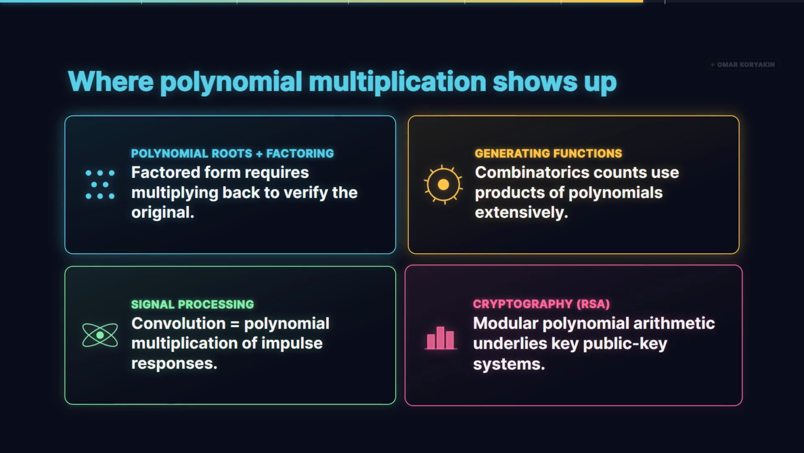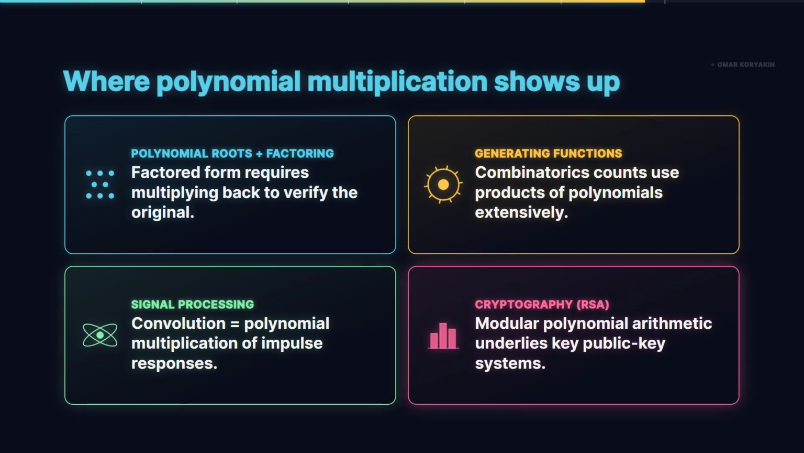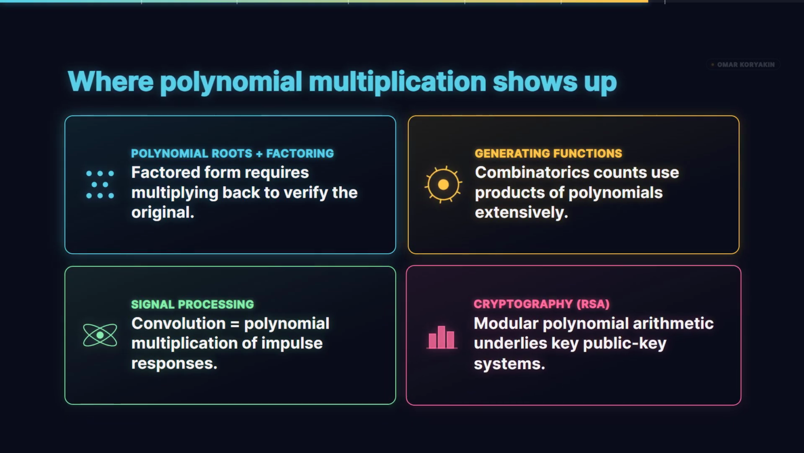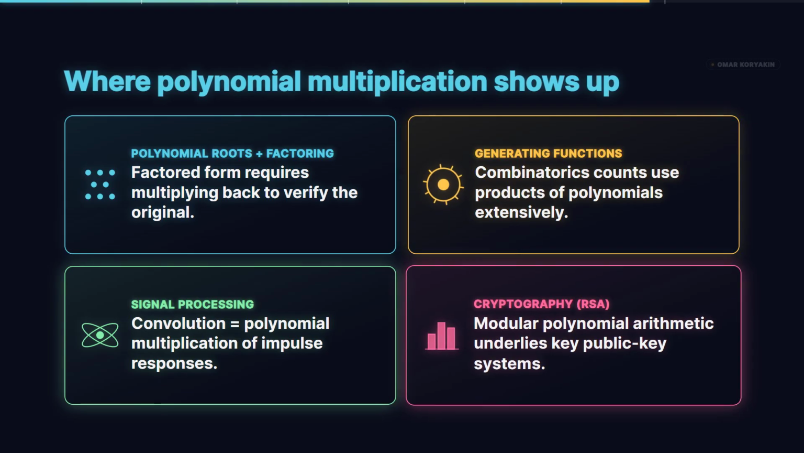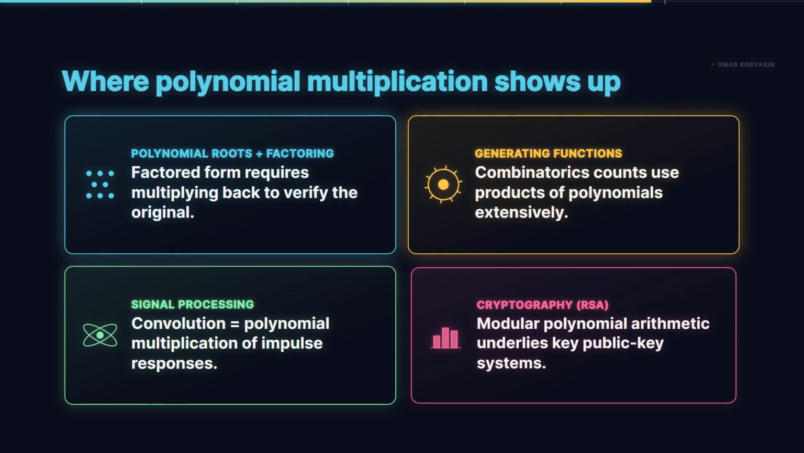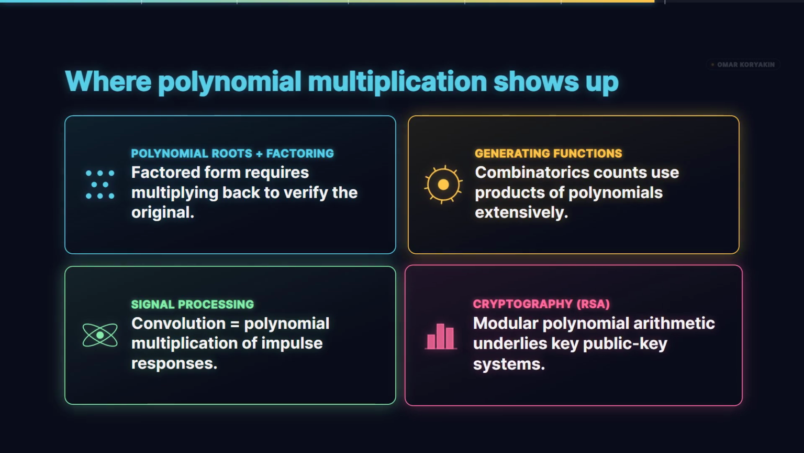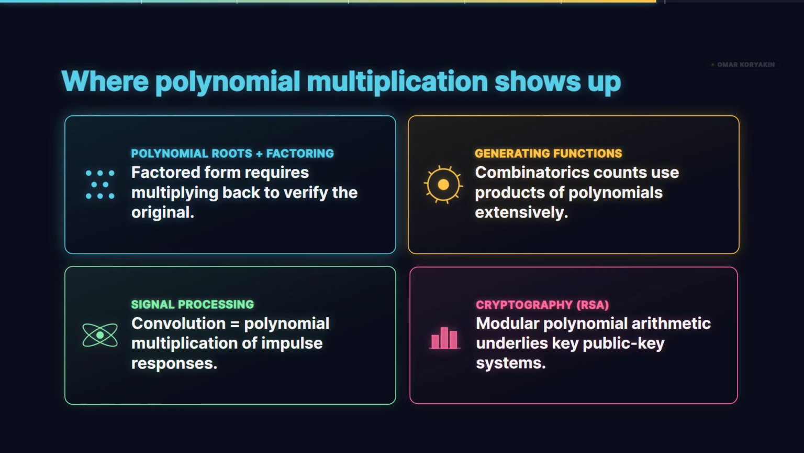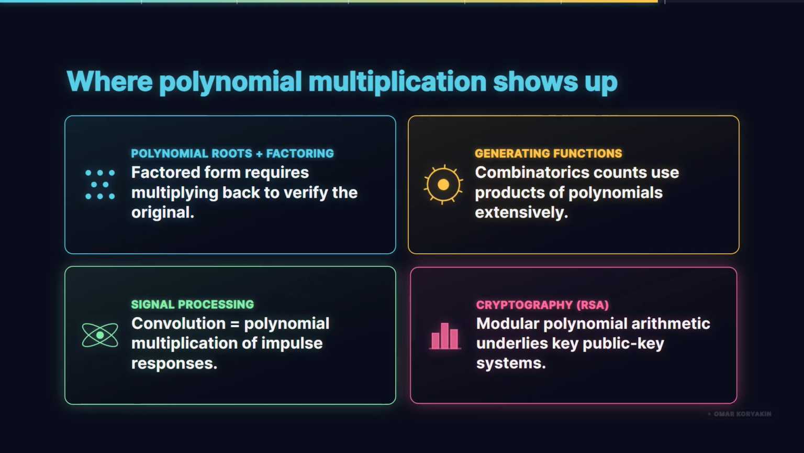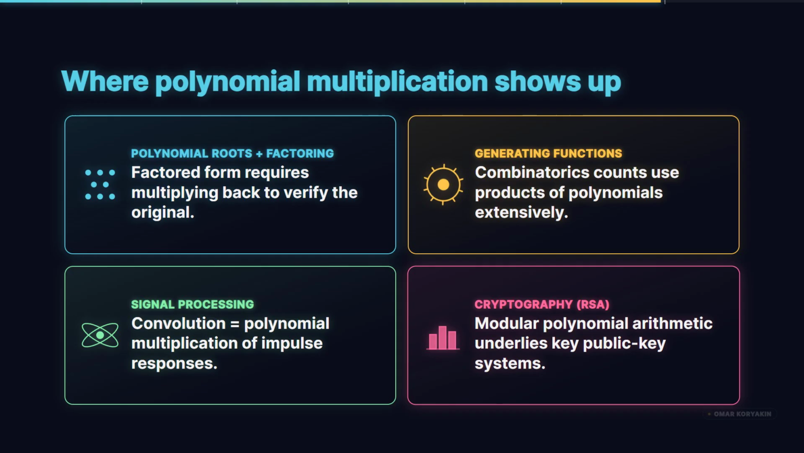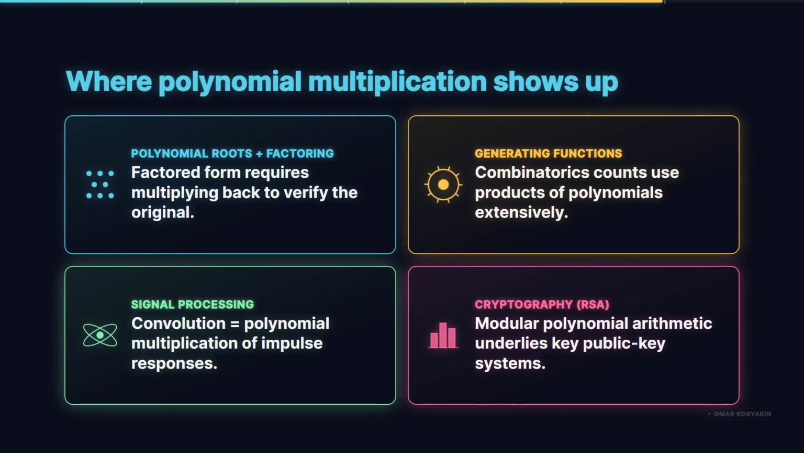In cryptography, public key systems like RSA and elliptic curve cryptography use modular polynomial arithmetic over finite fields. Key generation, encryption, and decryption all reduce to operations on polynomials of large degree. The security of these cryptographic systems depends on the computational difficulty of certain polynomial problems, and the polynomial multiplication mechanics from this lesson are the foundational building blocks of all modern public key cryptography.